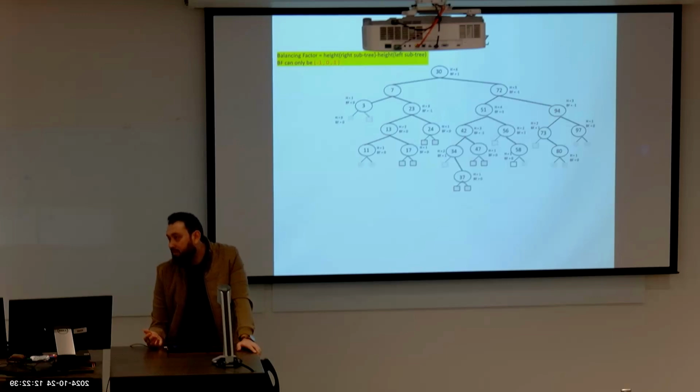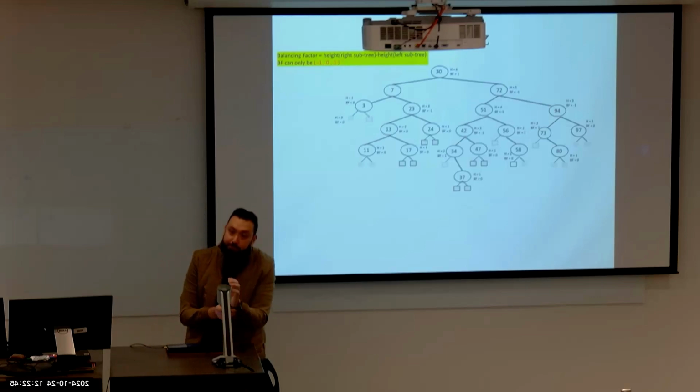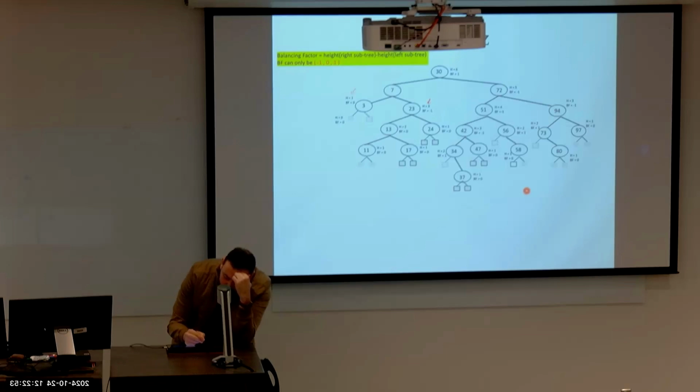We're going to solve it together, right? Yes. Check the balancing factor. So what is the balancing factor for 7? Yes, so the height here is 3, the height here is 1. So the balancing factor here is going to be what? 3 minus 1, that's 2. I already found my first unbalanced node right away.